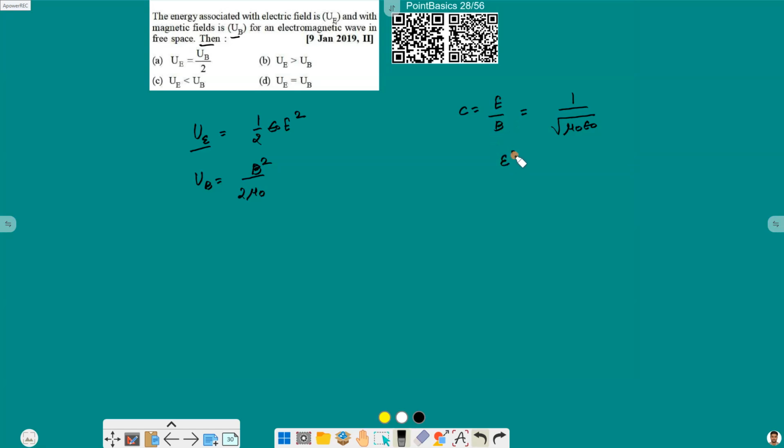So from this E square by B square is equal to 1 by mu naught epsilon naught, and suppose we are substituting for the B. So B square will be equal to mu naught epsilon naught into E square. So here we will get mu naught epsilon naught into E square by twice of mu naught. So mu naught gets cancelled and we will get half epsilon naught E square, that is equal to UE. So both are equal, that is option D.